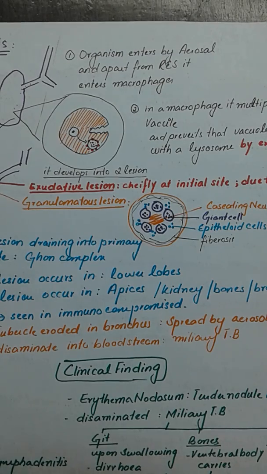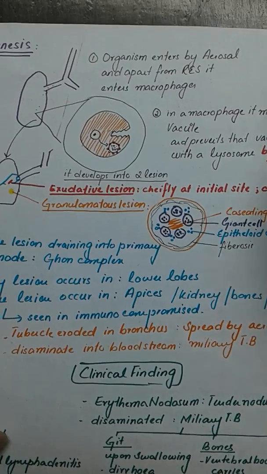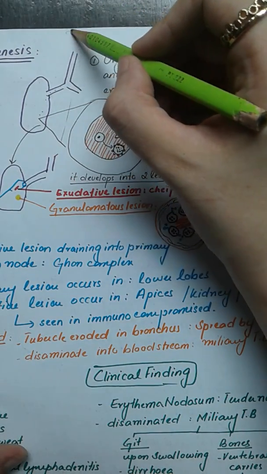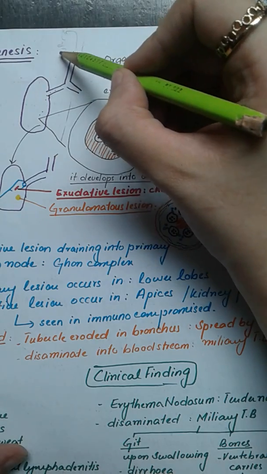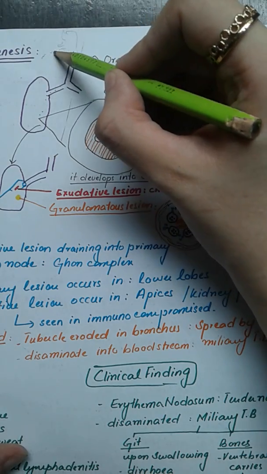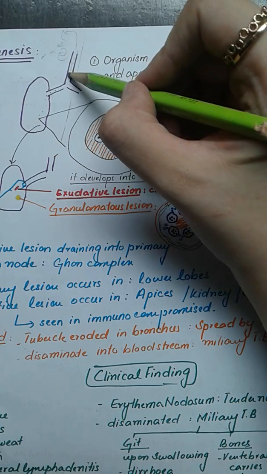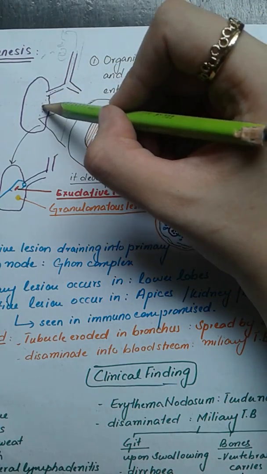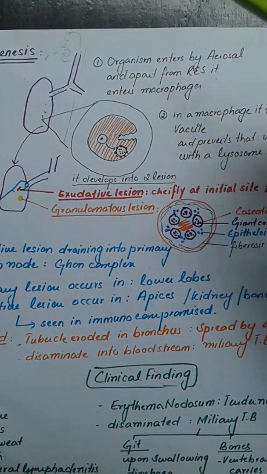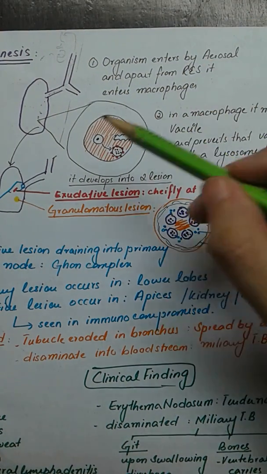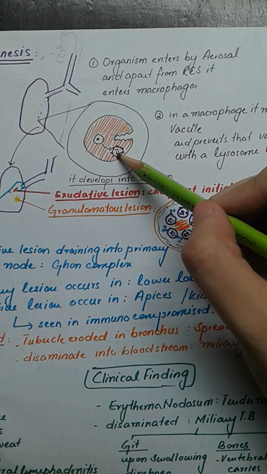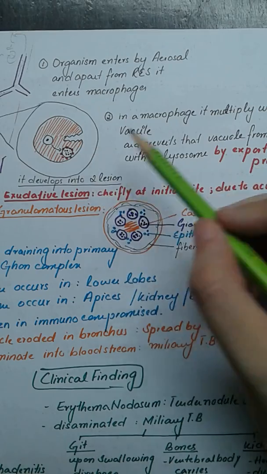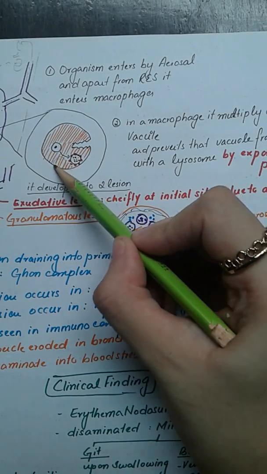Now, looking at the pathogenesis, this organism enters your body by aerosols. This is your mouth, this is your neck. The organism entered by aerosol, went through the trachea, to the bronchus, to the lungs. When it enters the lungs, this organism is taken up by the macrophages, where it resides in a vacuole. This vacuole does not combine with our lysosomes.